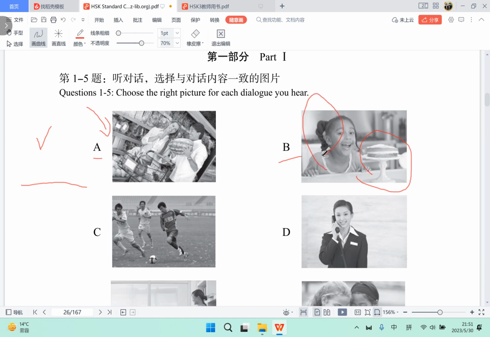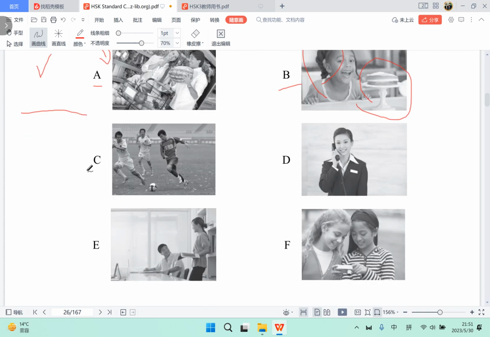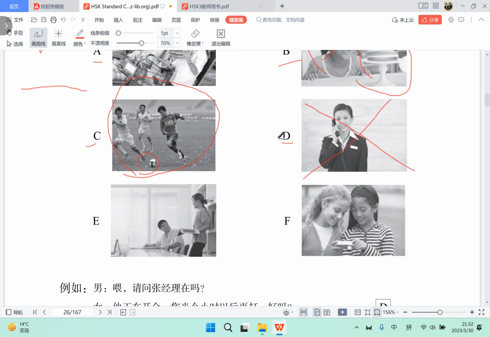And this little girl, 小姑娘, 小女孩. Maybe she's the daughter or someone, so 女儿. And picture C, football, right? So 足球. And the new word we learn in this lesson is game or competition, match, so it's 比赛 in Mandarin, right? So 足球比赛. And D, this is the example, so we just skip it.